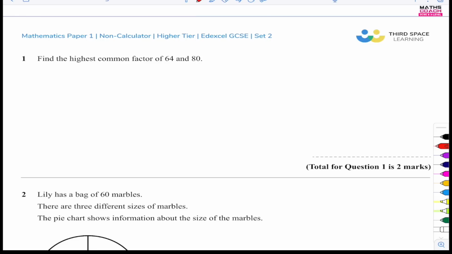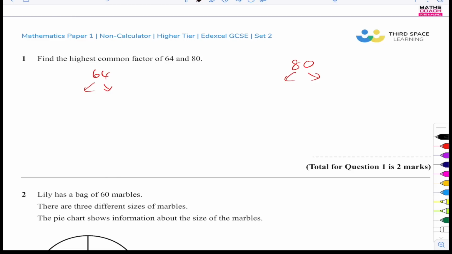Okay, so question number 1, find the highest common factor of 64 and 80. Now, your teachers, I should say, may have shown you different methods to do this. So my method may not be the same as yours, but just focus on the final answer. If using your method, you come to this final answer, then that's good. All right. So I will be using the prime factors to break up 64. Okay, so 80 and 64, I'm going to do that.